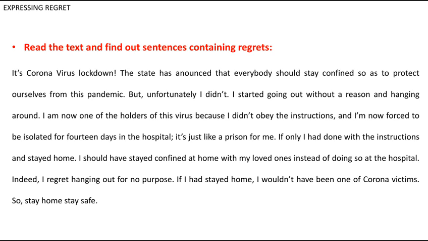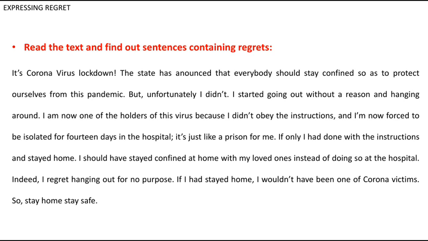If only I had done with the instructions and stayed home. I should have stayed confined at home with my loved ones instead of doing so at the hospital. Indeed, I regret hanging out for no purpose. If I had stayed home, I wouldn't have been one of the corona victims. So, stay home, stay safe. So, in your opinion, what are the sentences of regret in this text?